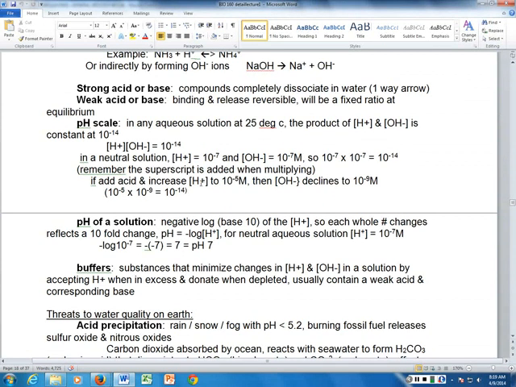So your pH scale in any aqueous solution is always considered to be done under standard conditions of 25 degrees Celsius. So you look at the concentration. These brackets here represent concentration. You're looking at your concentration of the hydrogen, concentration of hydroxide, and between the two, the product is a constant at 10 to the negative 14th.